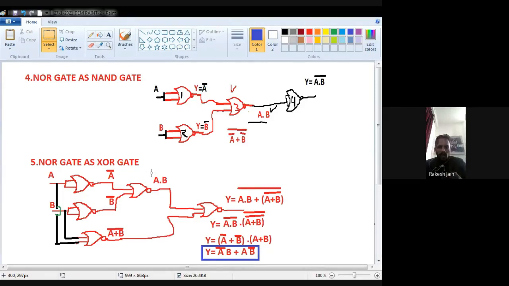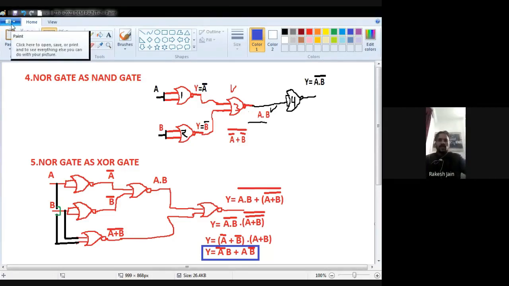So bar to bar will cancel out, so the second thing will be A plus B, and for the first thing A dot B bar, again I apply De Morgan theorem, so the dot will be converted into a plus and both A and B having a bar. So A bar plus B bar. Now I multiply them, so I will find the final output as A bar B plus A B bar, or we can say A B bar plus A bar B, and this is equal to the XOR gate. This output equation is equal to the XOR equation. So this is NOR gate as a XOR gate.